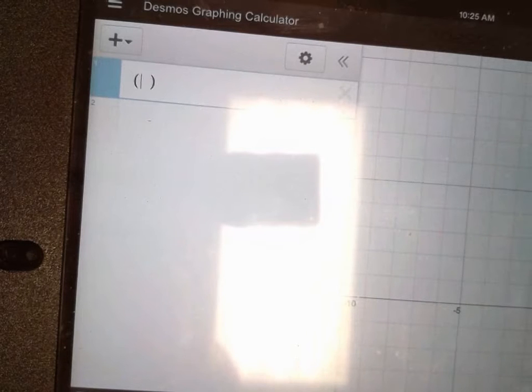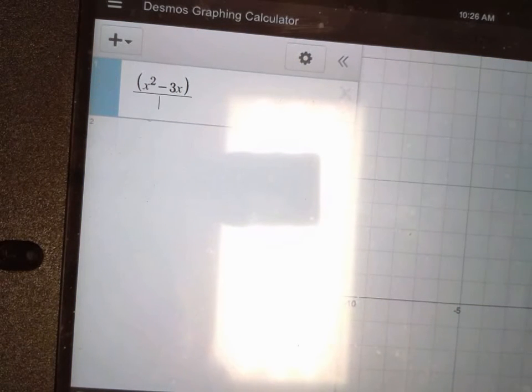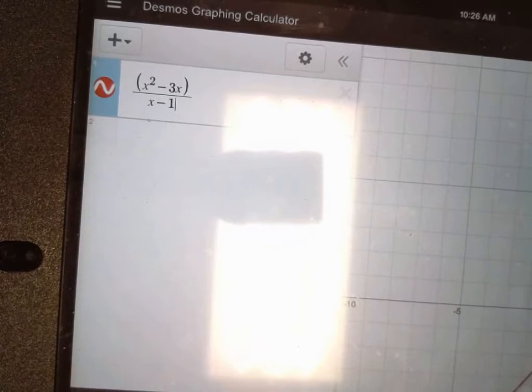So let's do x squared minus 3x divided by x minus 1 squared. Let me get something real quick to help with that.